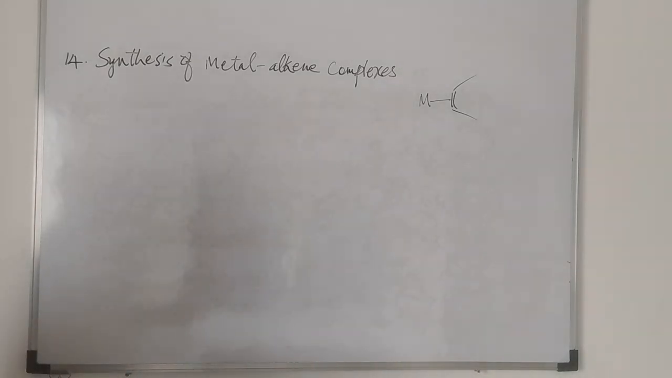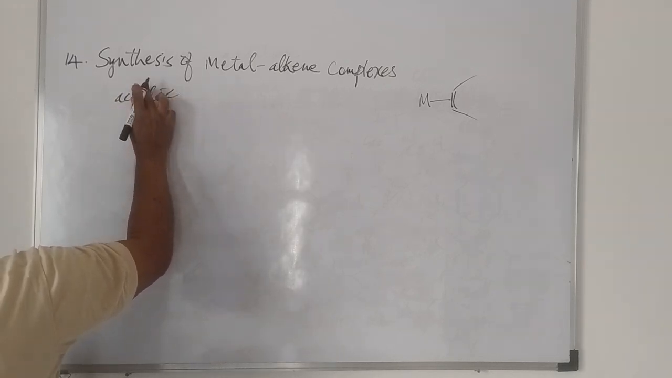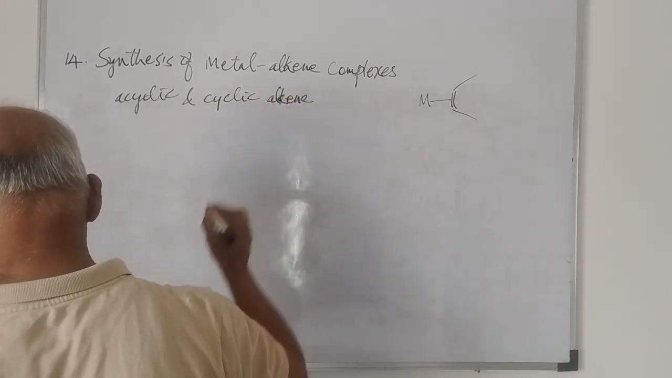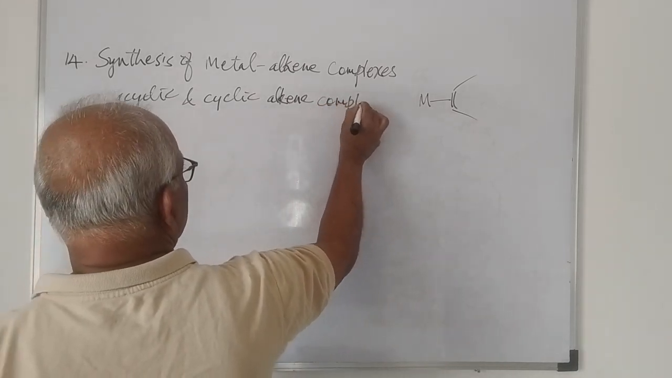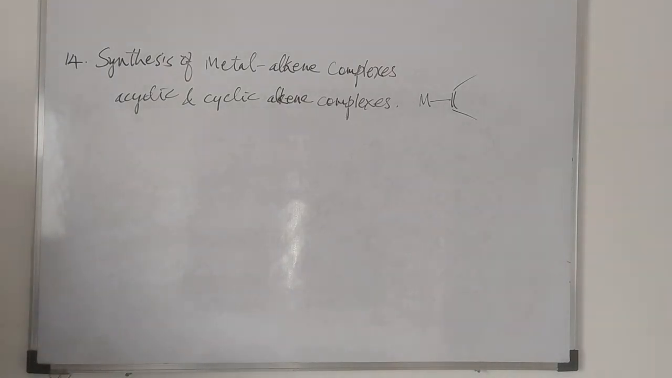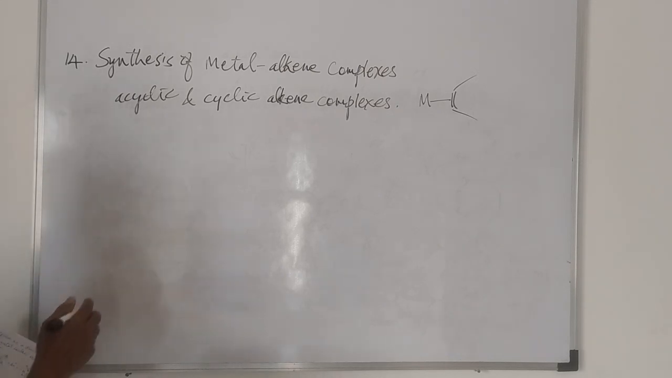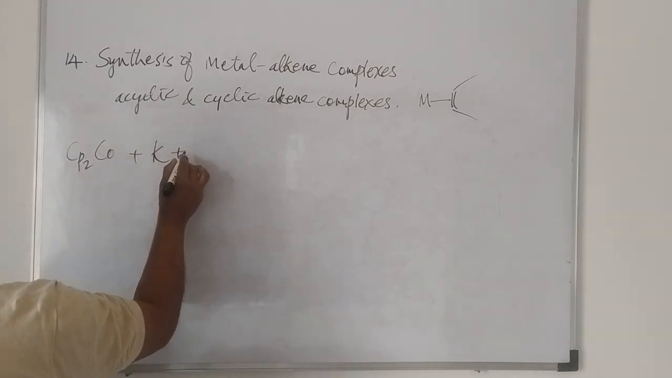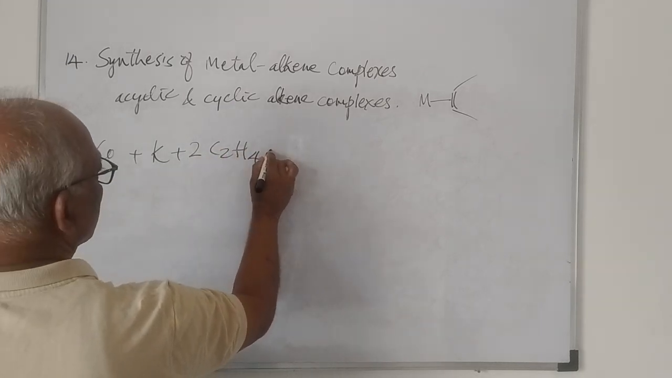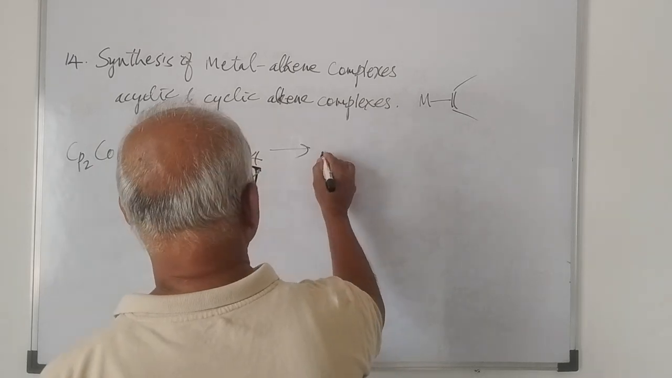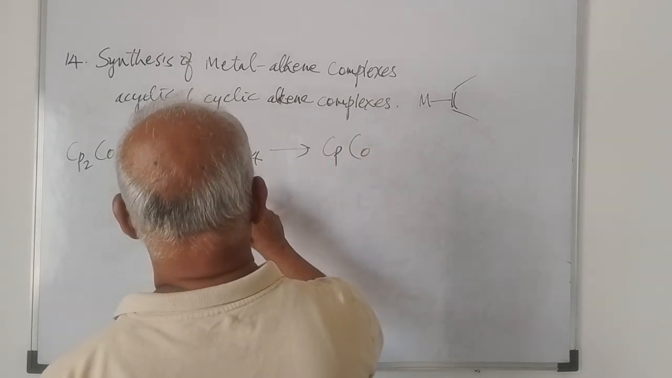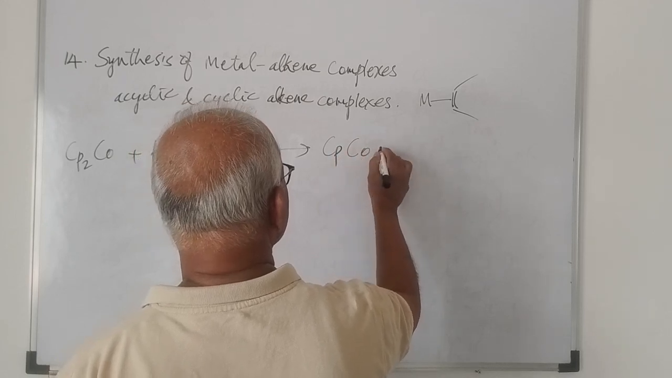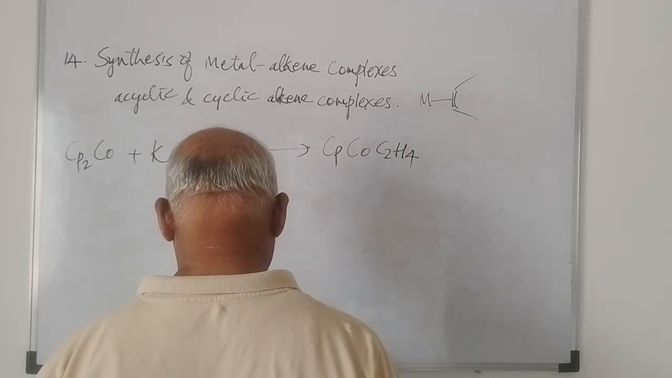So synthesis of, here we will see the acyclic and cyclic alkene complexes. First of all, we will see the acyclic complexes. If you take the example of Cp2Co, when it is reacted with potassium and C2H4, it gives Cp, Co, and this C2H4, CpCo(C2H4) twice.